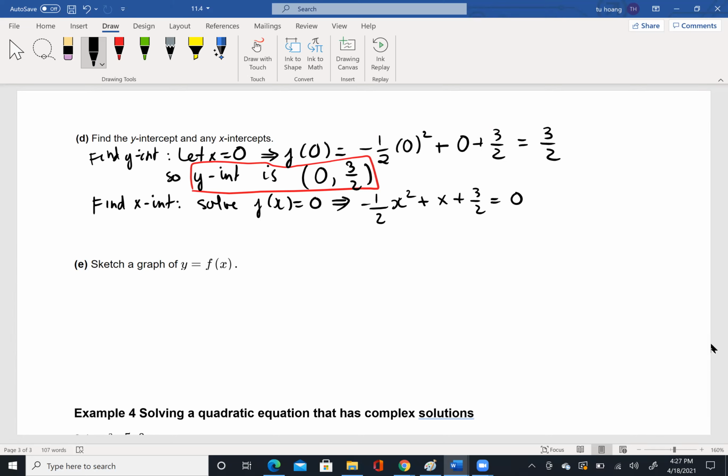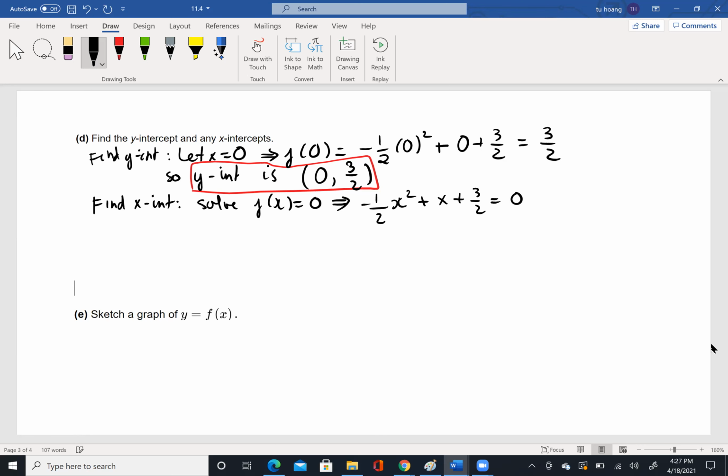So we can use the quadratic formula, or I think for this case I can just multiply by -2 both hand sides. Okay, so I multiply by -2 both hand sides, and we'll get x squared minus x minus 3 equals 0.